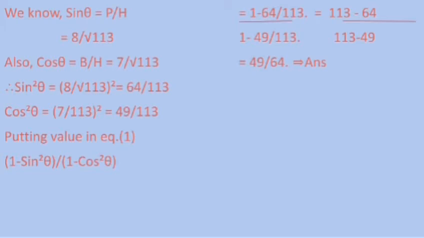Now class, moving to the second part, cot square theta, we have to calculate. That is going to be simple because we have the value of cot theta, and squaring the given value, that is 7 upon 8, is going to be 49/64. Okay class. Now moving to the next question.